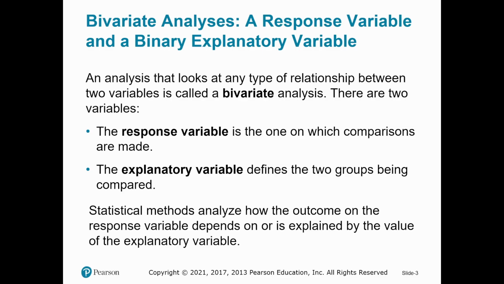So an analysis that looks at any type of relationship between two variables is called a bivariate analysis. There are two variables. The response variable is one on which comparisons are made. So the explanatory variable defines the two groups being compared. And obviously we'll use statistical methods because this is a stats book.